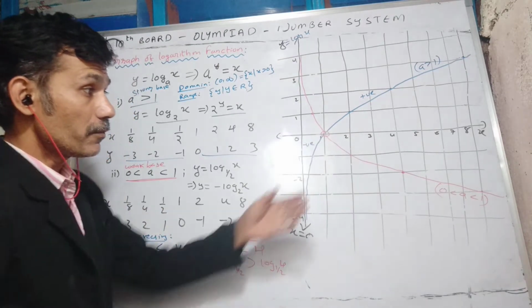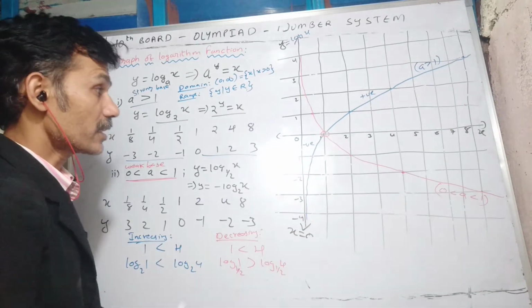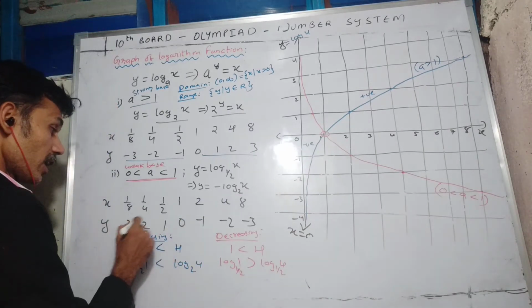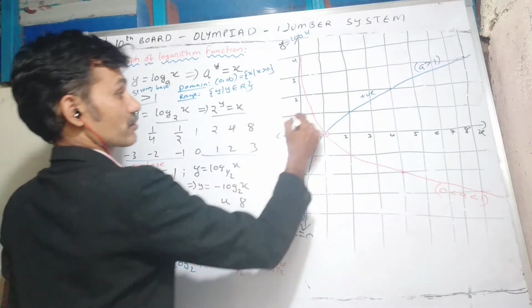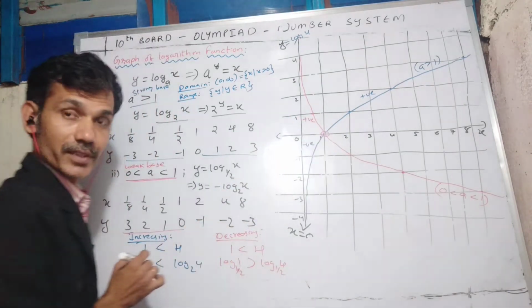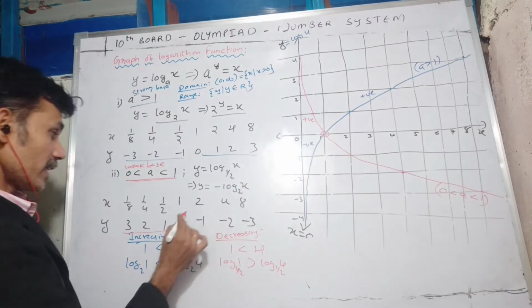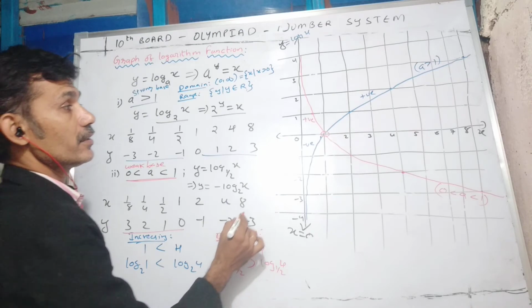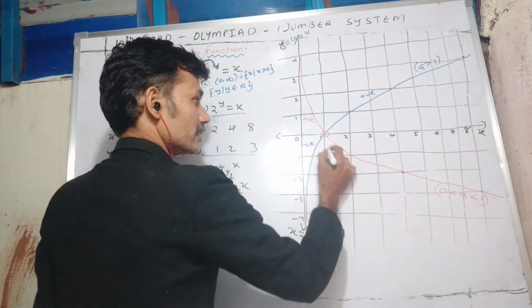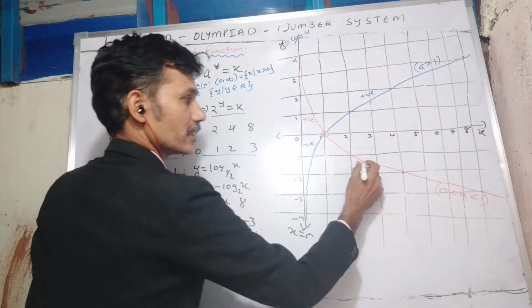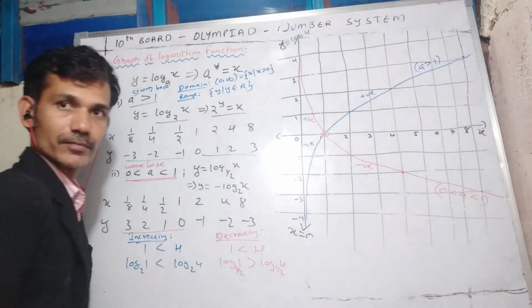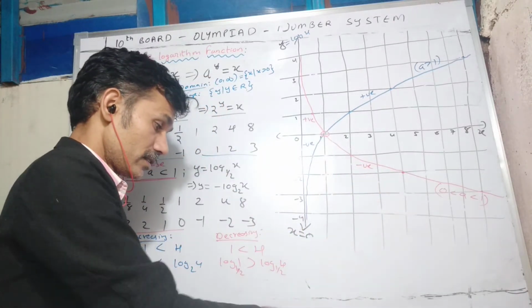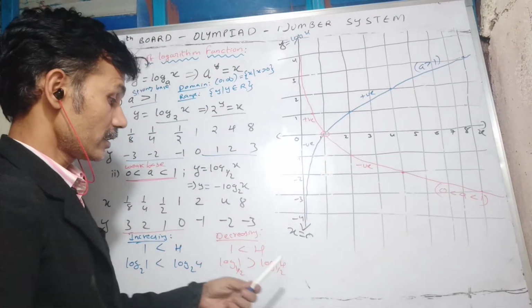When you take the weak base, that time for all proper fractions the value is positive, and for all integer values it is negative. This side, for all integer values, it is negative. And you can observe the turning points also.